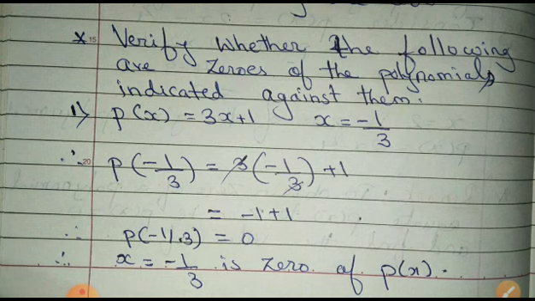So I'll be getting 3 into minus 1 by 3 plus 1. So 3 and 3 will get cancelled and you will get p of minus 1 by 3 is equal to 0. Have you got that p of minus 1 by 3 is 0? Yes. And hence x equal to minus 1 by 3 is the 0 of the given polynomial.